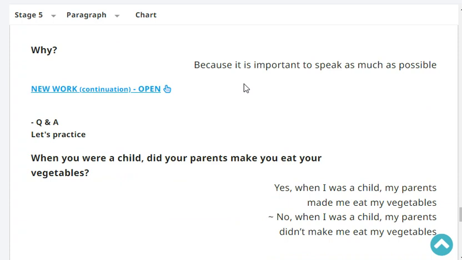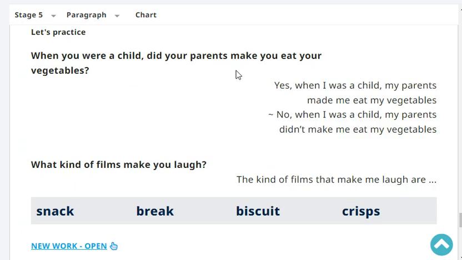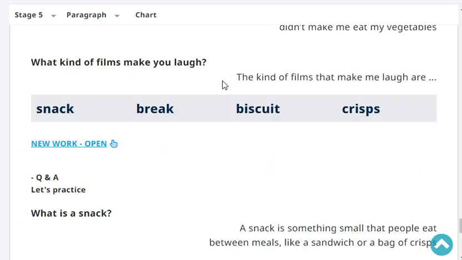Very good. When you were a child, did your parents make you eat your vegetables? Yes or no? Yes, when I was a child, my parents made me eat my vegetables. Very good.